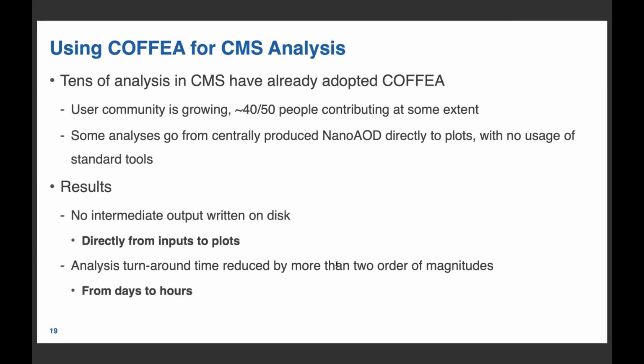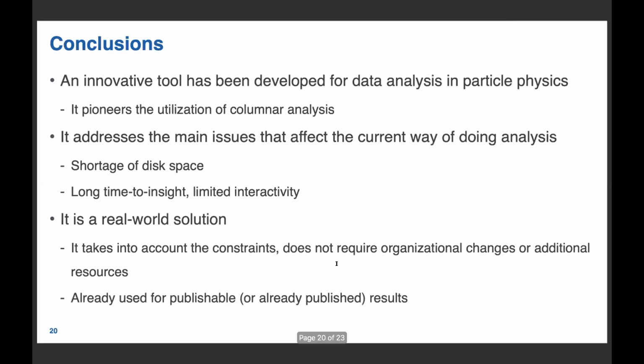So you reduce from days, when you have to go from centrally produced data formats to plots with that convoluted analysis scheme that I described before that involves several different steps of skimming and slimming. Now, using Coffee in one go directly from centrally produced NanoAOD, it takes hours to get to plots.